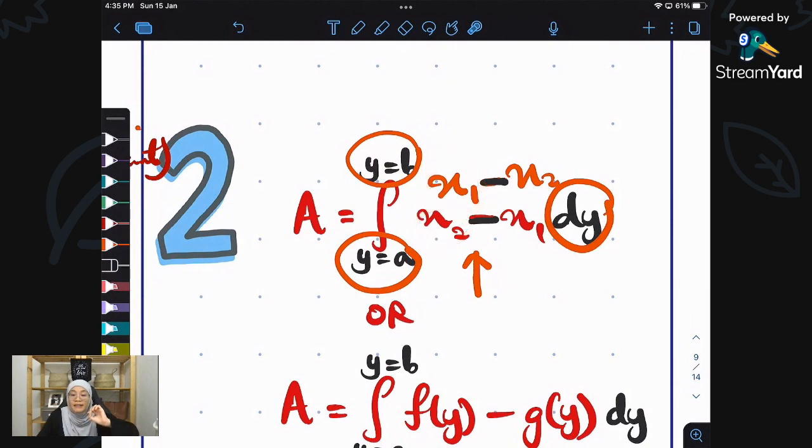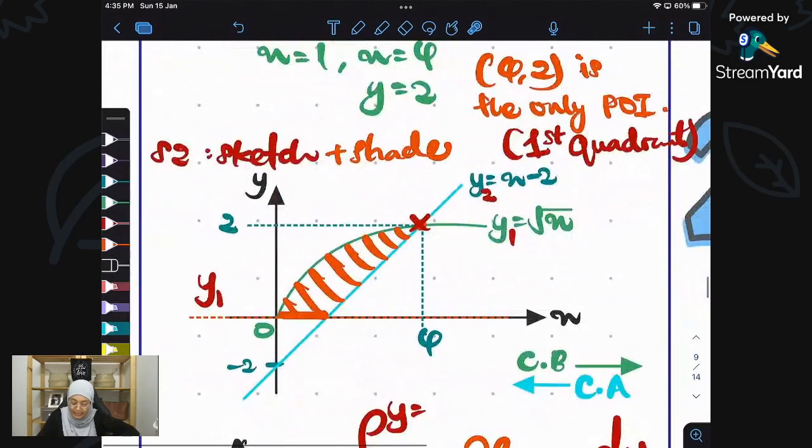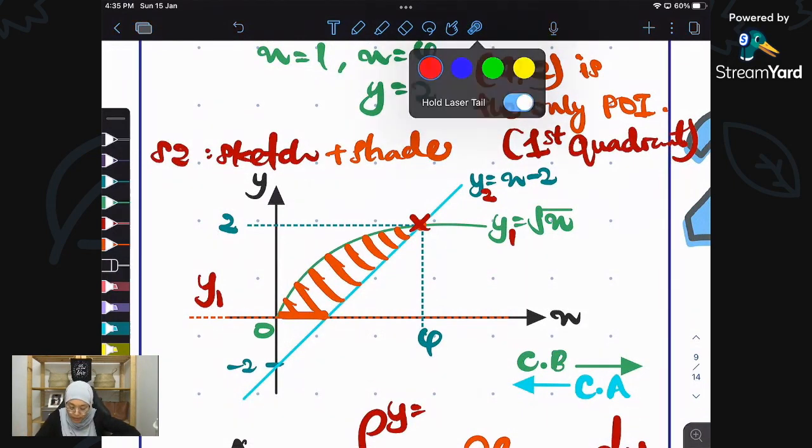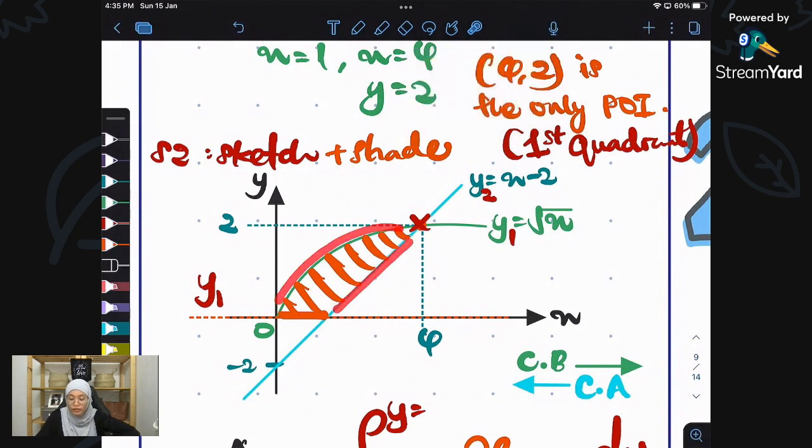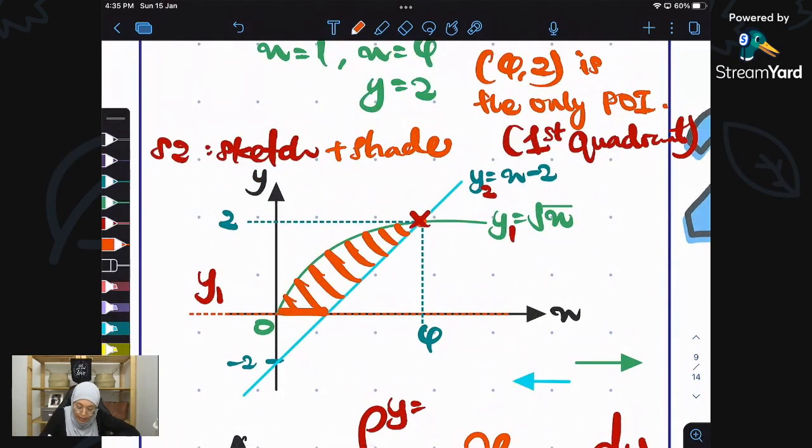Okay, tapi macam mana nak tahu? Inilah caranya. Caranya adalah curve atas tolak curve bawah. Tapi madam, macam mana nak baca siapa curve atas, siapa curve bawah? Okay, macam mana nak tahu? Okay, basically saya rasa saya tak naklah pakai curve atas, curve bawah untuk soalan ini. Since I'm using the limit of y equal to 0 and y equals to 2, I'm using this limit kan.